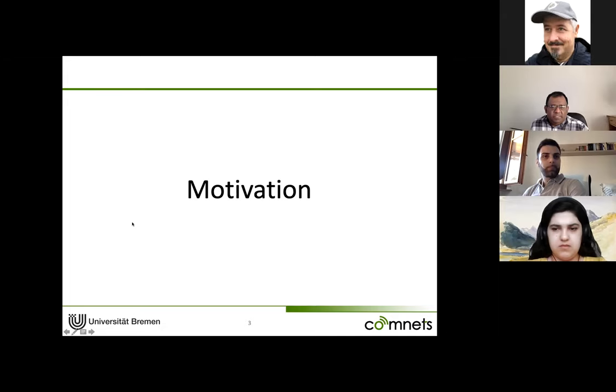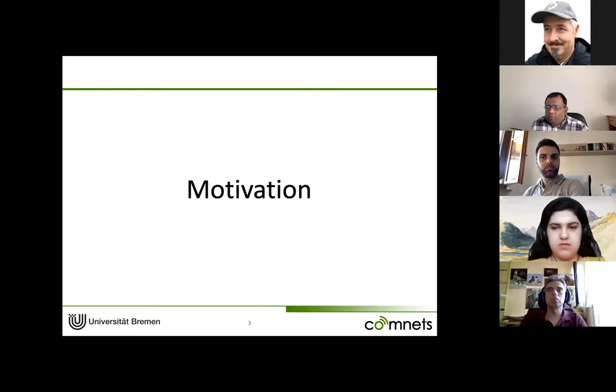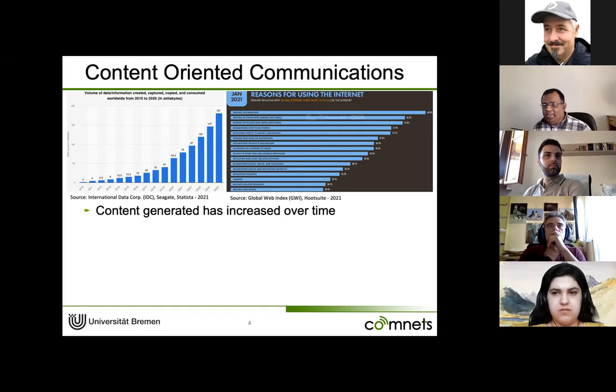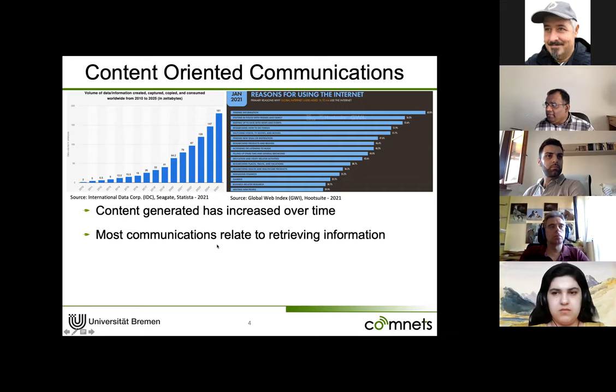So the first is the motivation. Why are we doing this? It is twofold. If you look at these two graphics, I'm not sure whether they are very clear to you, but in the first one, you see how content generation has increased over time. We are talking of content generated every year in zettabytes, which is 10 to the power 21. So much content is generated. And on the other graphic, you see that most communications in current networks are related to retrieving this content that is generated.